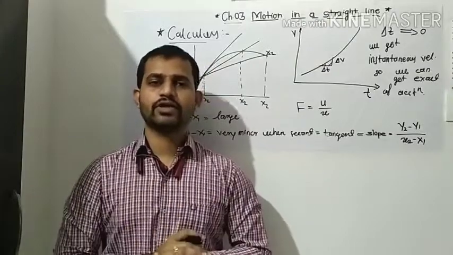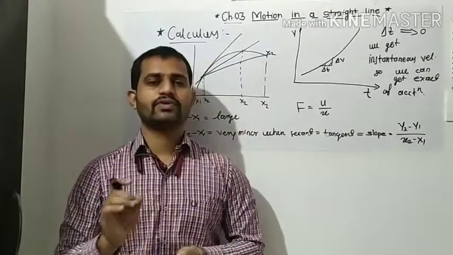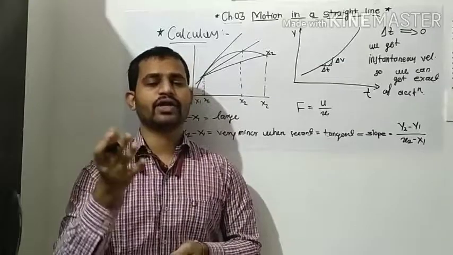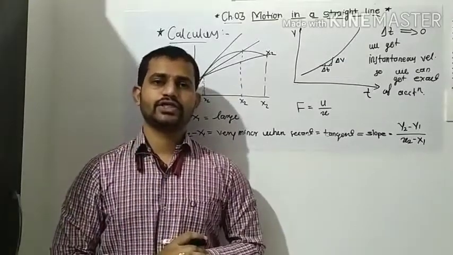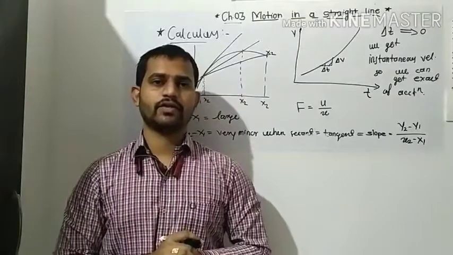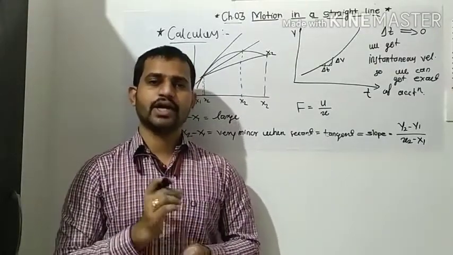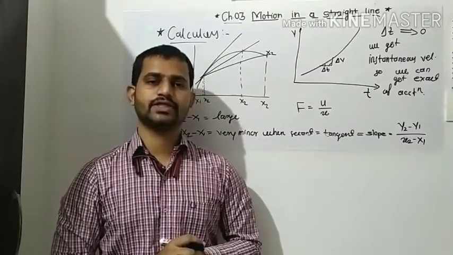So what is important in the derivative is that we have to consider a very minute change in the basic quantity, and accordingly we can get the very minute change in that physical quantity. That is why we have to go for differentiation to get the exact value of that particular physical quantity.